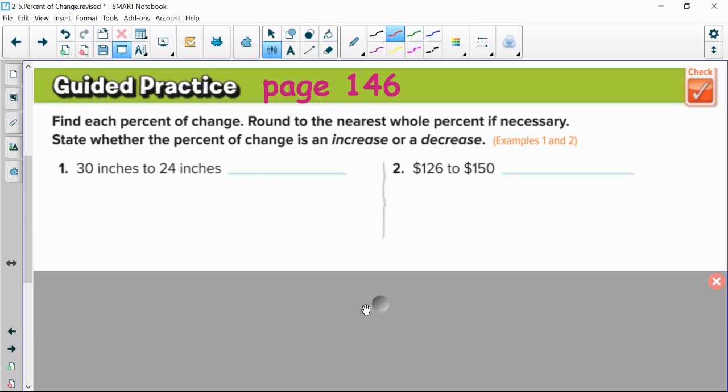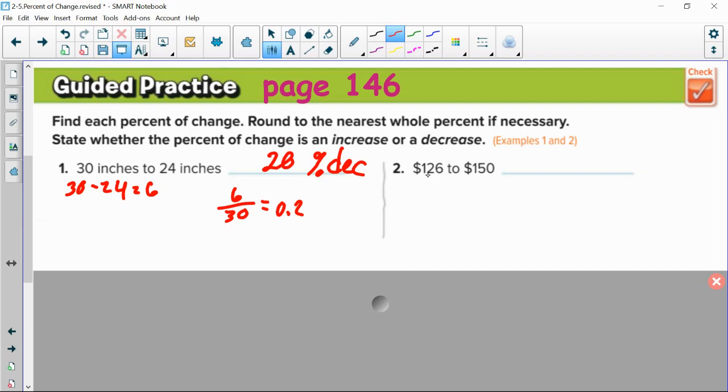What is from 30 to 24? I can already tell you, I know this is a decrease. If you need to, automatically put your percent sign and put your decrease. So 30 minus 24 equals 6. What is 6 divided by 30? Then you make your decimal into a percent. 6 divided by 30 is 20% because we get 0.2. So it's a 20% decrease.